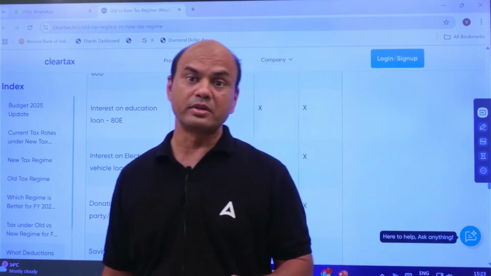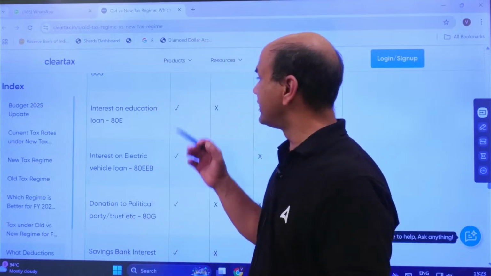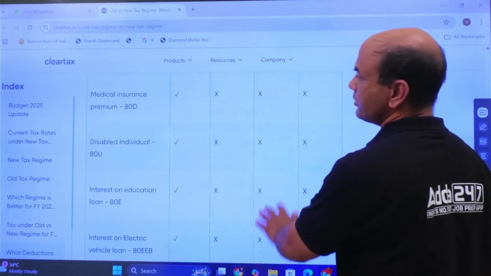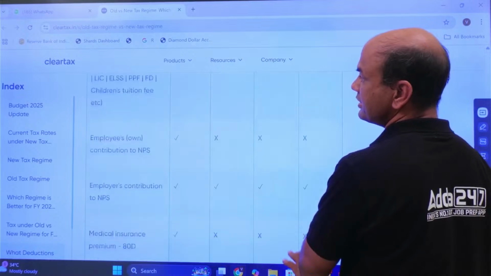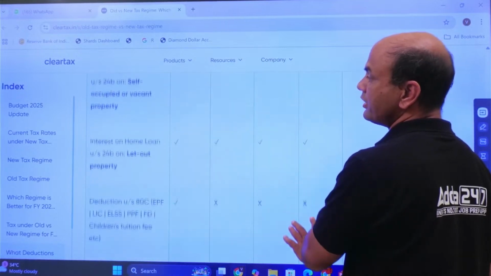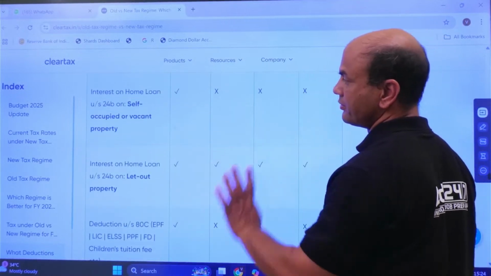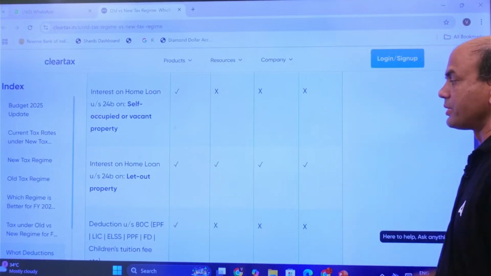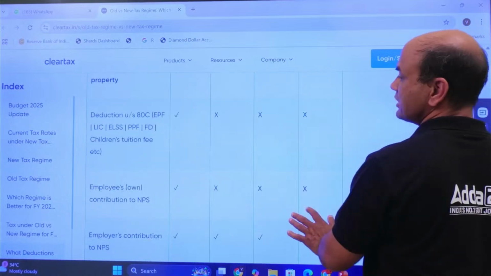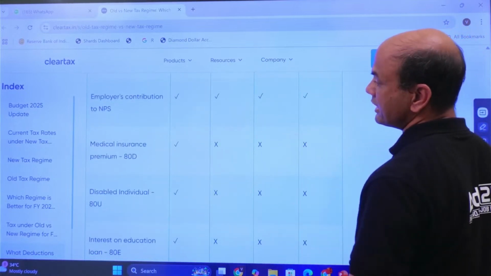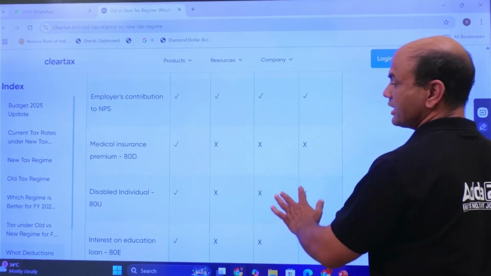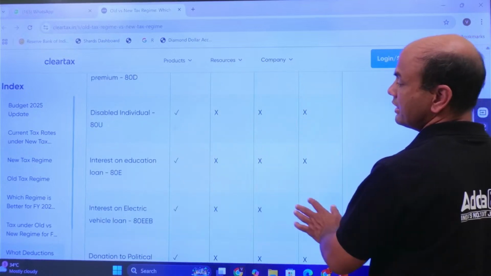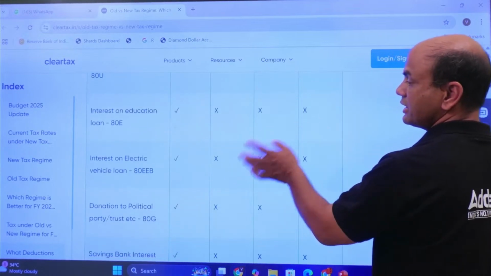Home loan principal also not there. And this home loan is very important. That is the main part, isn't it? Mainly we have this home loan, 24B. So this is removed for self-occupied, and for let out property it's allowed. Let out it's allowed, okay? Then medical insurance, 80D, not there. 80U, not there. Education loan interest, not there.